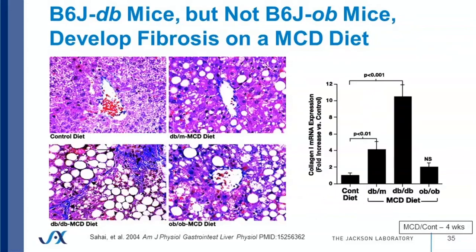Interestingly, it's been shown that DB mice, but not OB mice, develop more severe fibrosis on the methionine and choline deficient diet. Histology shown here, looking at collagen deposition, shows much greater amounts in the DB model on the MCD diet compared to either the control or the OB mouse on the same diet. Investigators quantified collagen 1 mRNA in these mice and were able to show a significant increase in the DB mutant model. It's important to keep in mind that both of these mice are leptin impaired, but the mechanism by which they are mutated may play a role in phenotype.